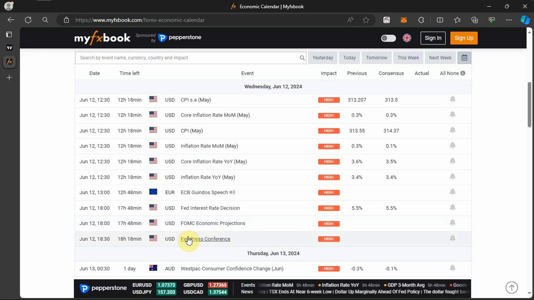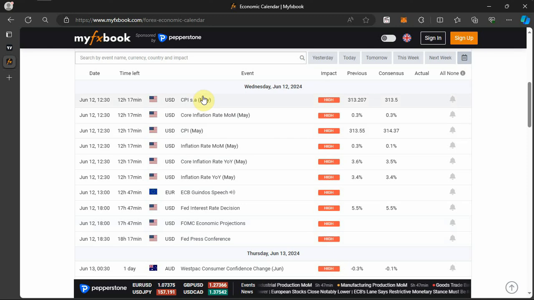So that is the high impact news you're expecting to see on the market so far as the new trading day, Wednesday, June 12, 2024, is concerned. For the interest rate, it currently sits at what, 5.5%, and they are looking at maintaining the interest rate. So let's see what happens in there.